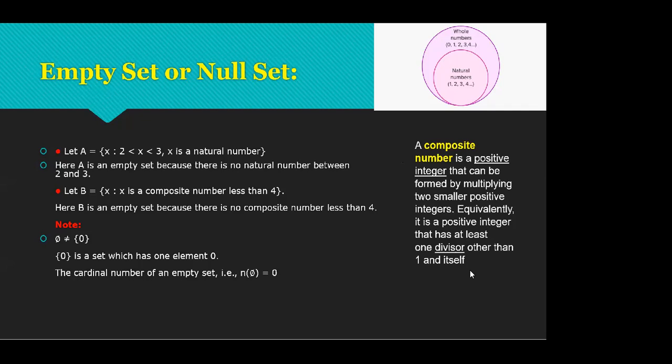Sir, 2. Yes, that's right. So it is the smallest composite number. Did you get it? What is a composite number?